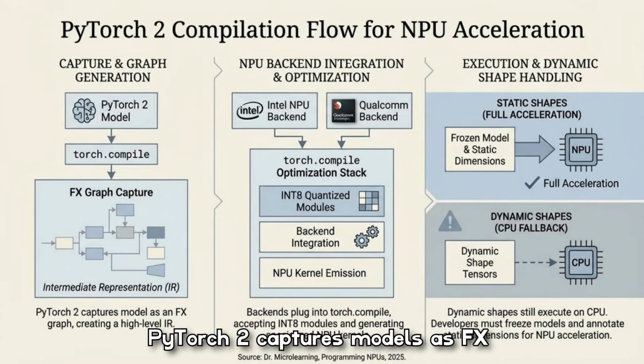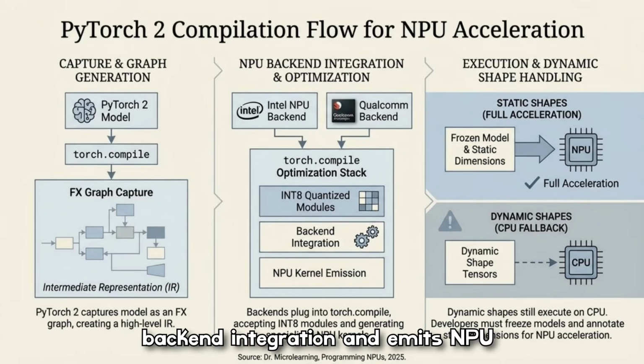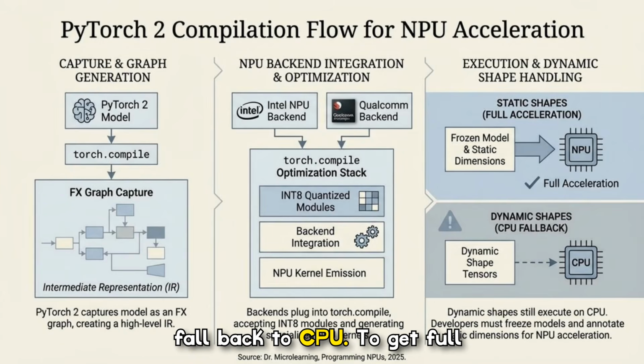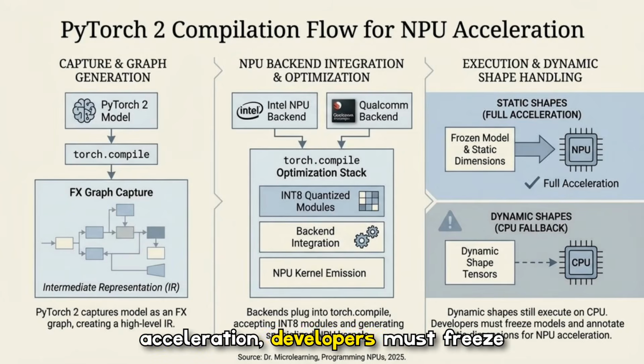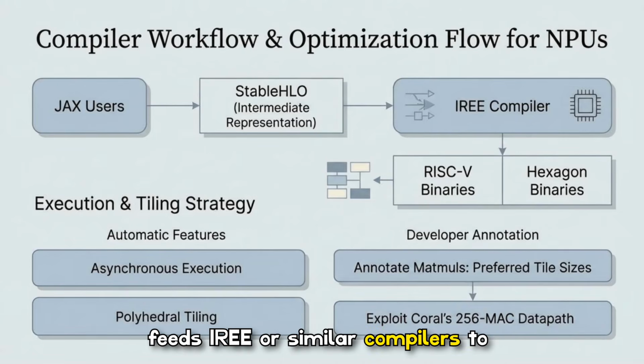PyTorch 2 captures models as FX graphs using torch.compile, creating a high-level IR that backends plug into. An optimization stack accepts INT8 quantized modules, performs backend integration, and emits NPU kernels, while dynamic shapes still fall back to CPU. To get full acceleration, developers must freeze models and annotate static dimensions, so the NPU can execute the frozen graph end-to-end. For compiler workflows, JAX users and others map to StableHLO, which feeds IREE or similar compilers to produce RISC-V or Hexagon binaries.